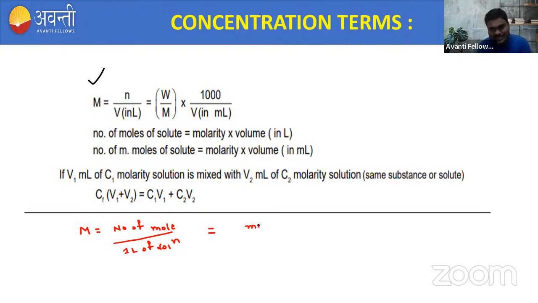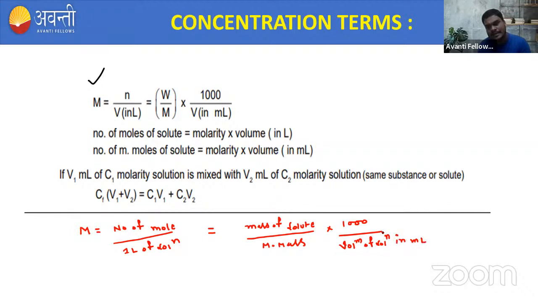So we can write this as mass of solute divided by molar mass, multiplied by 1000, divided by volume of solution in milliliter, right? In milliliter. So this is how we can represent molarity. This is the extended formula for molarity we use in the equation.